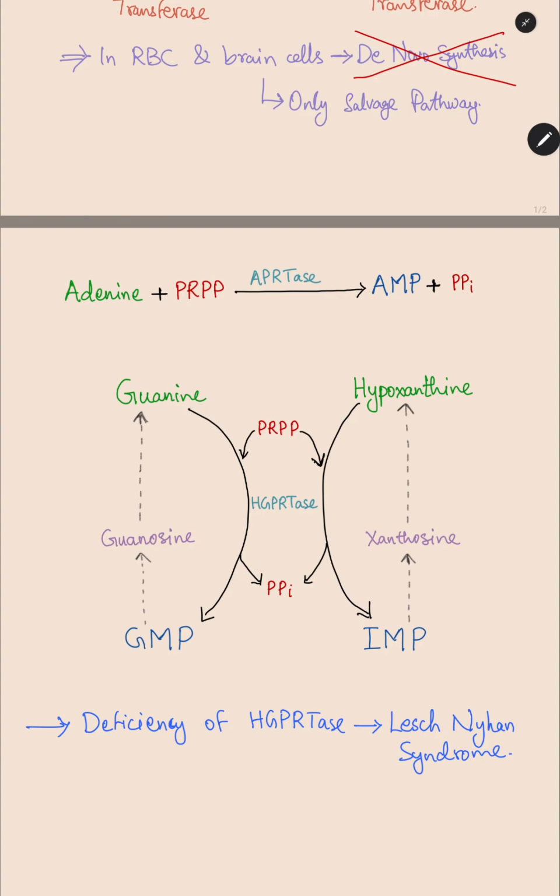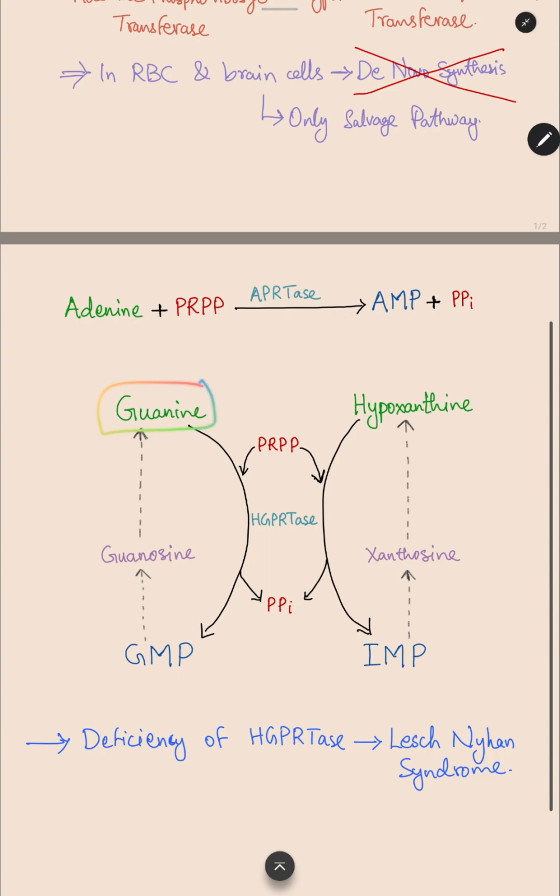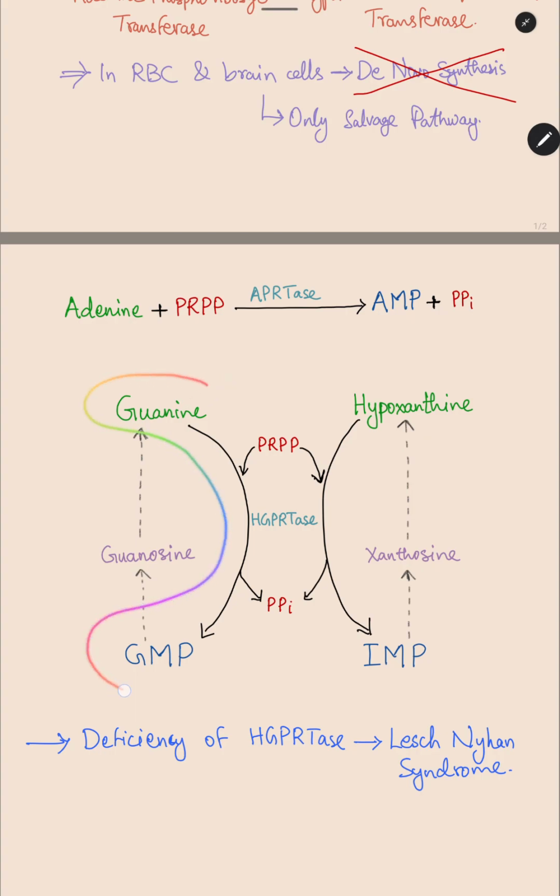Similar to the formation of AMP, here also we get a pyrophosphate molecule as a byproduct. Now this guanine monophosphate and inosine monophosphate can be recycled back to guanine and hypoxanthine. That is, guanine monophosphate forms guanosine and is recycled back to guanine, and inosine monophosphate becomes xanthosine and is recycled back to hypoxanthine. That is not important for us. The important thing for us is this part.